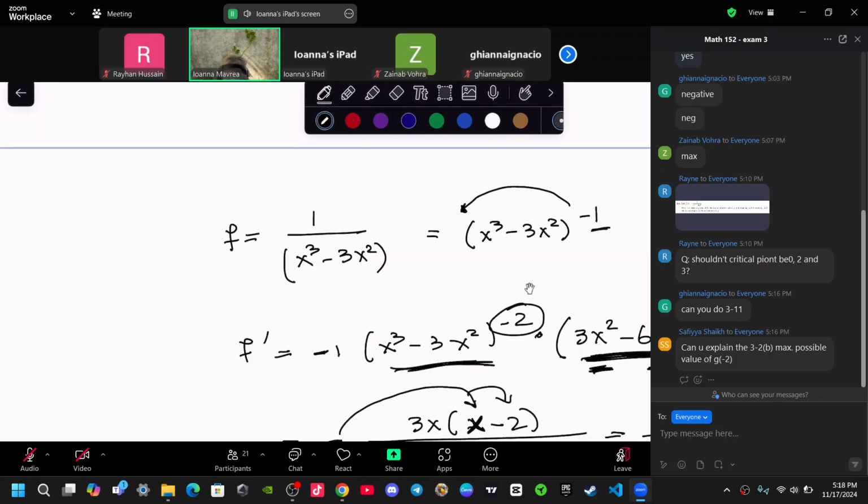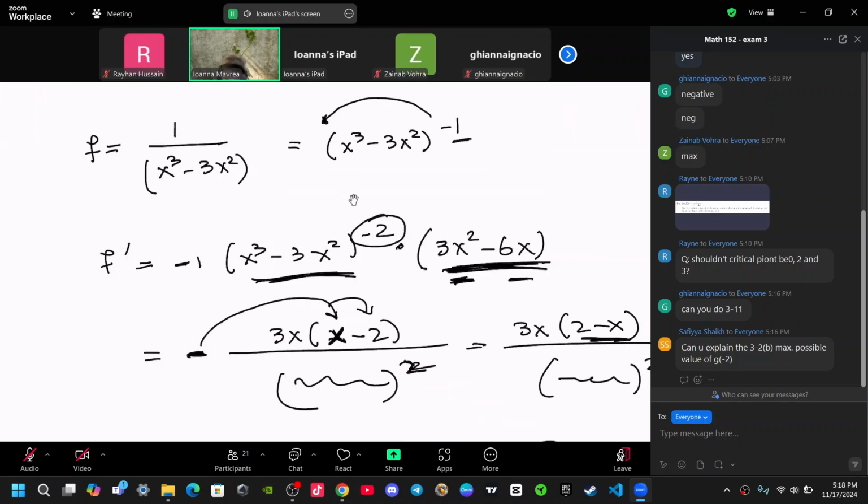So the derivative is 0 when the numerator is 0. Therefore, x equals 0 could be a critical point as long as it does not make the function undefined. So the question I ask, is it in the domain? Because if it isn't in the domain of the function, I shouldn't talk about it. And the other potential critical point is x equal 2. So again, the question I have to ask, is this in the domain?